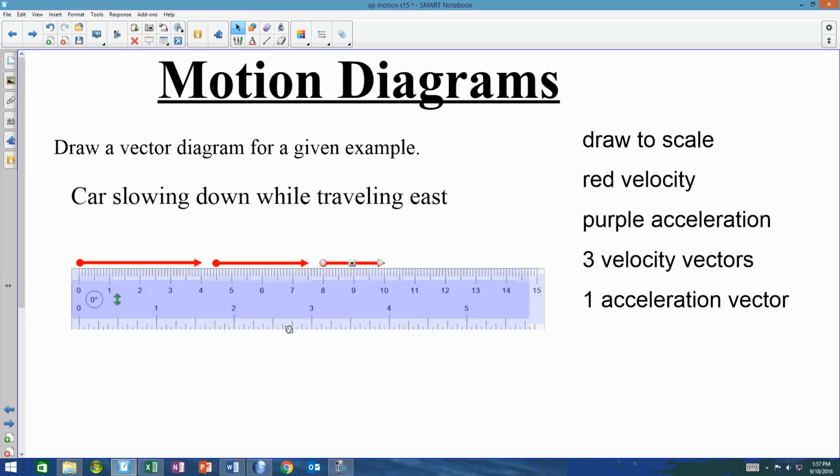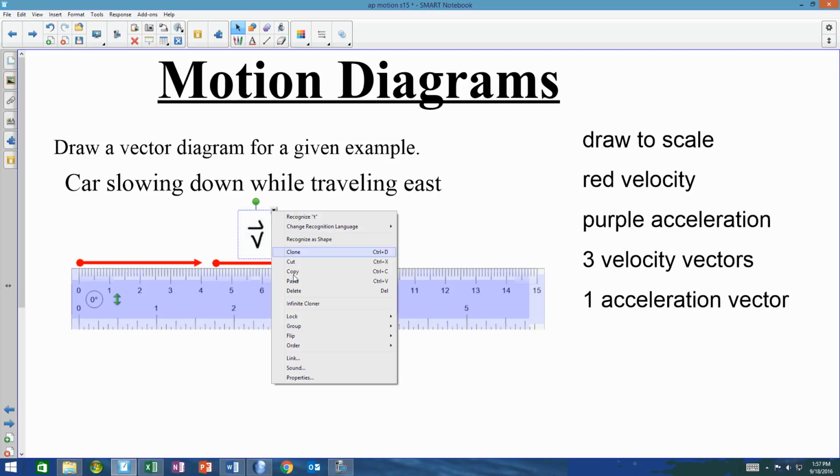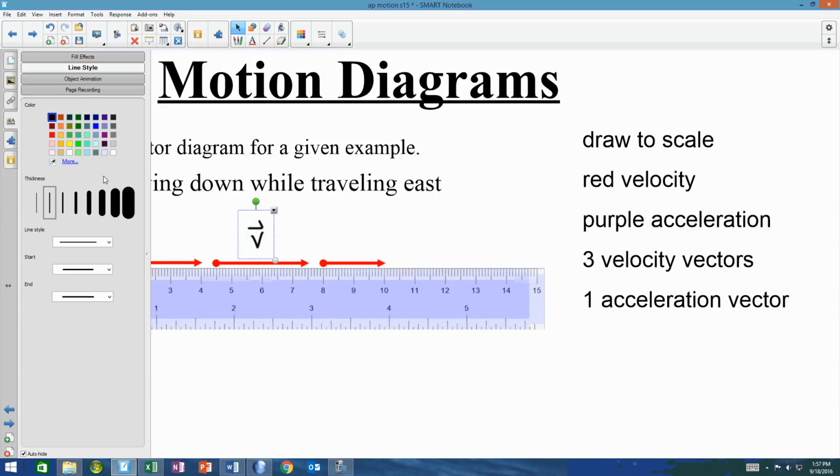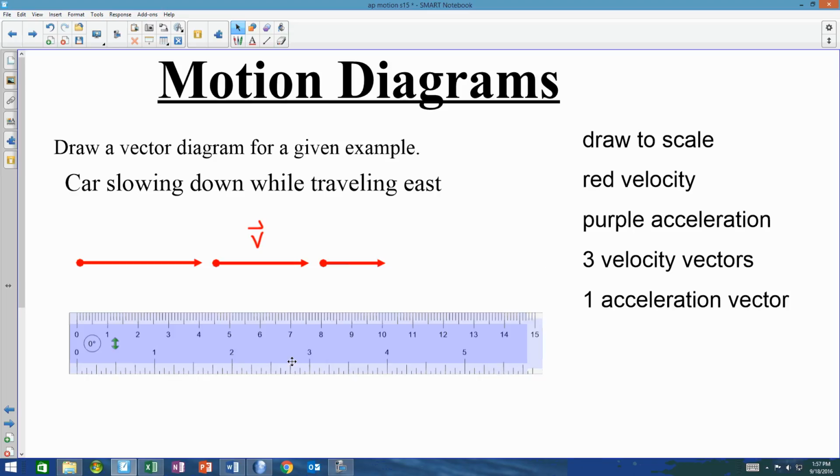Okay? So now that I've drawn my velocity vectors, I'm going to label them. So there's my velocity vectors. And I'm going to make these red. Okay, so all my writing is in red.